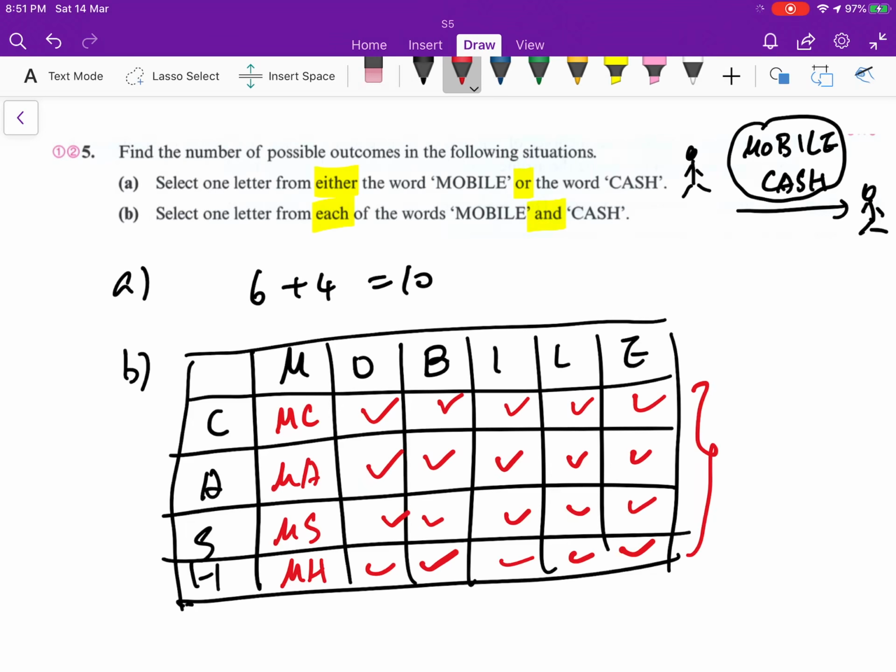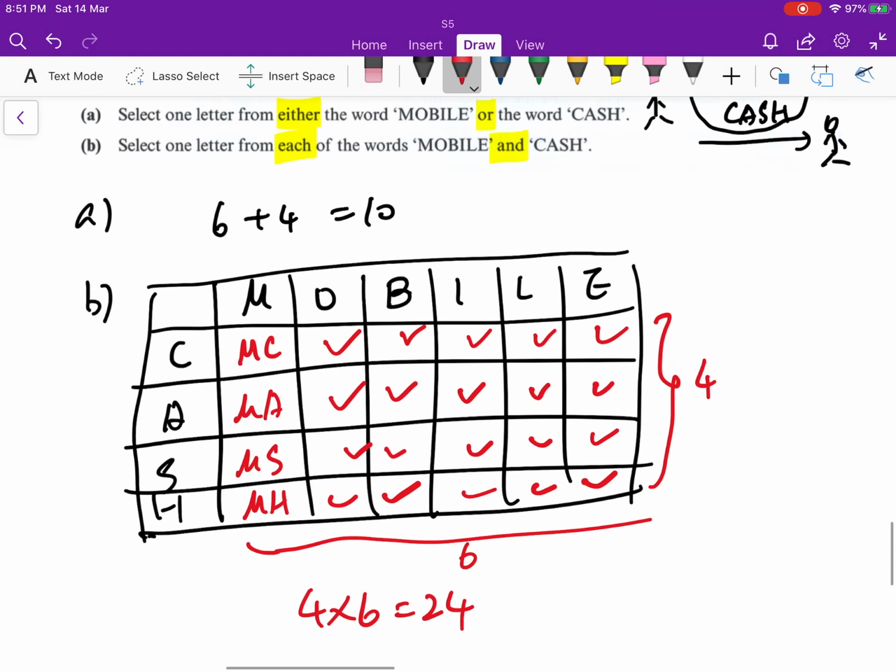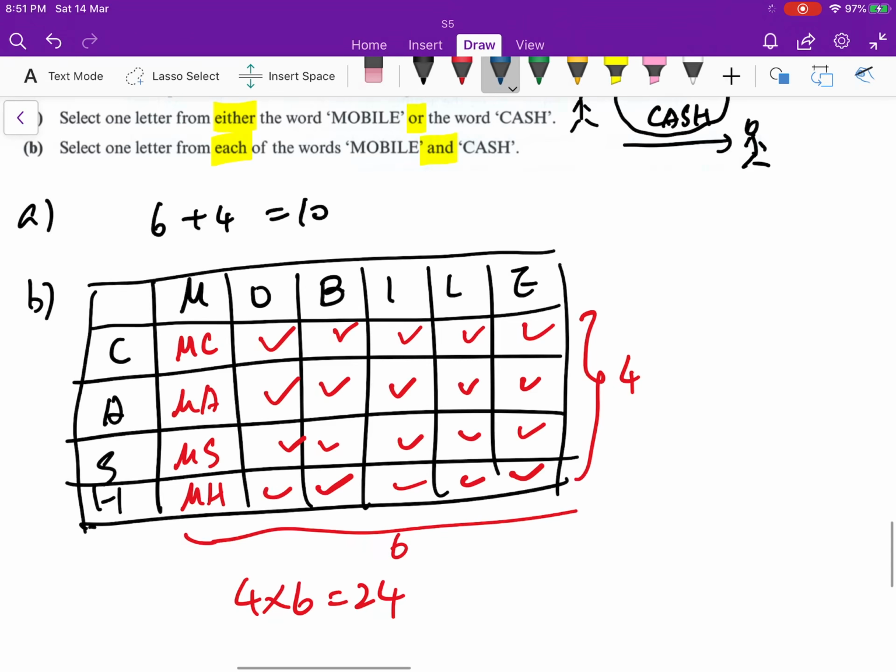If you know how to count quickly, you will know that actually this is the area of a rectangle only, okay? So this is 4, this is 6, so it will be 4 times 6 equal to 24, right? Using the table, okay? So now, how about another one?